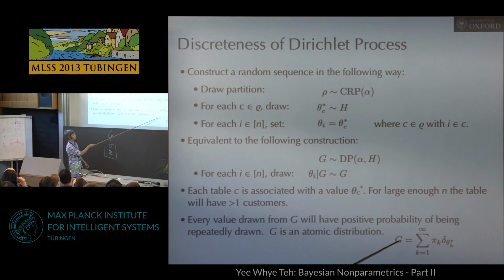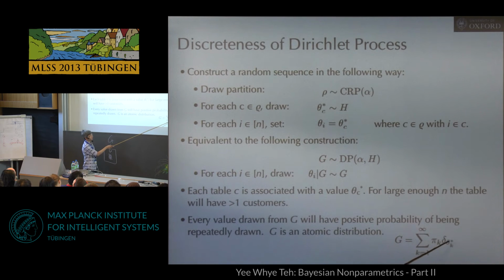We can write G in the following way, where the atoms are given by theta star k, and the mass associated with theta star k is given by pi k. If you're not familiar with this notation, this is a very simple distribution. It simply says that with probability pi k, we take on value theta star k, and that's it. There's possibly an infinite collection of these values. Of course, the pi k's have to sum to 1, and they all have to be non-negative.